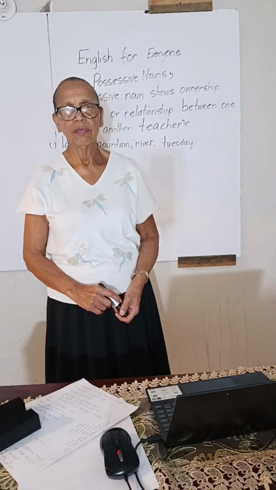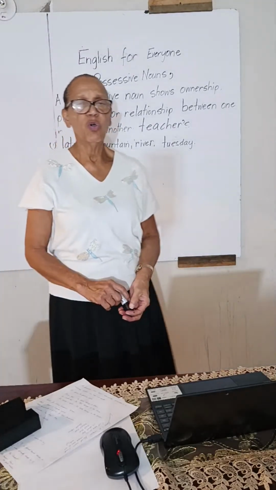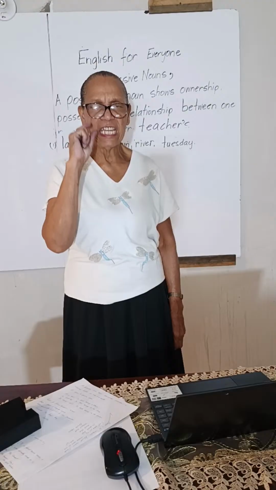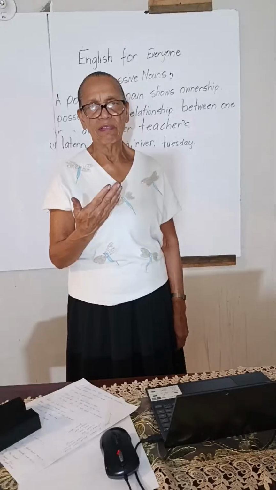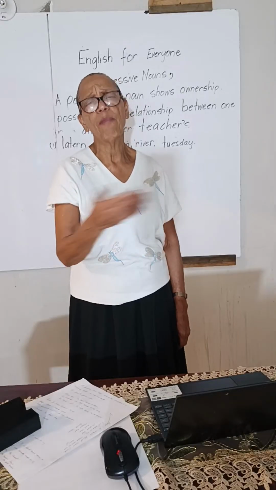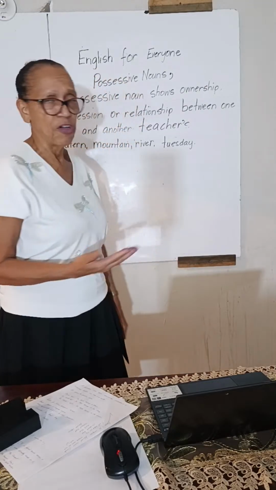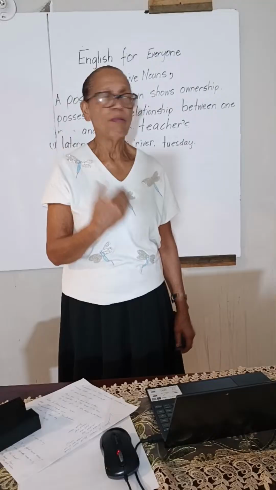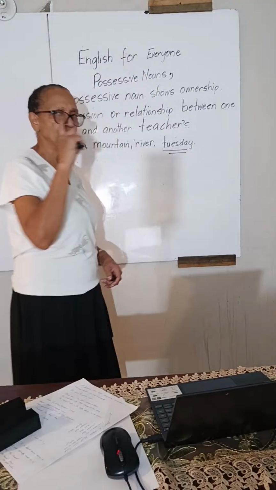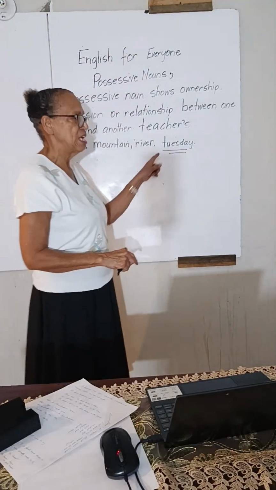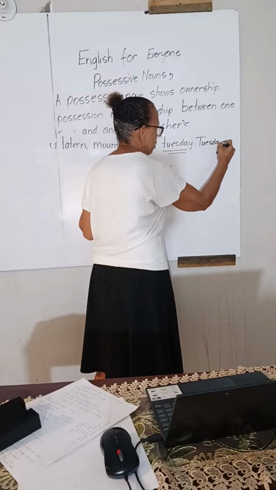All right, so lantern, mountain and river are common. They didn't tell you the name. So you must always look for the name. These are not specific names. They give you a mountain, but it can be any mountain, any lantern, any river. But Tuesday is not any day. It is a specific day. So this one should be written with a capital letter. So this is a proper noun.